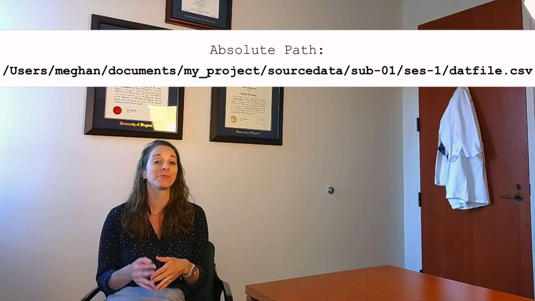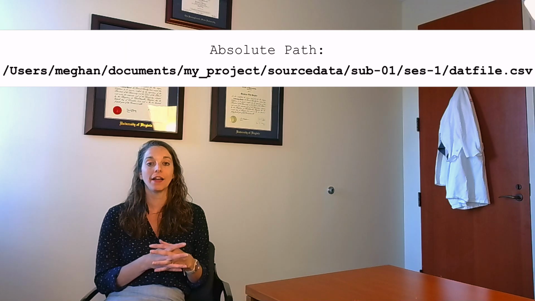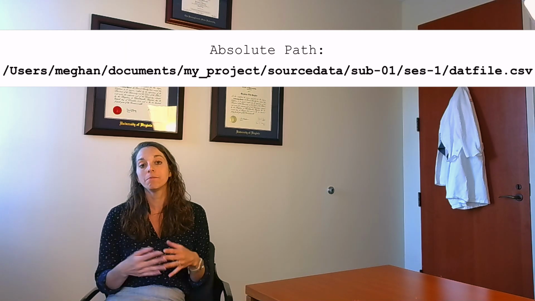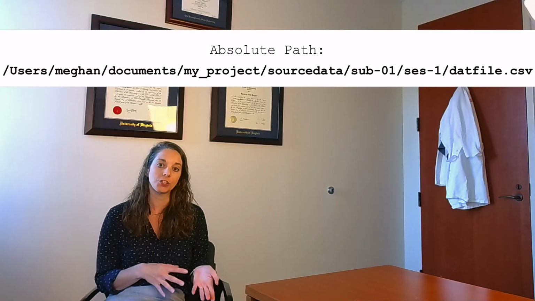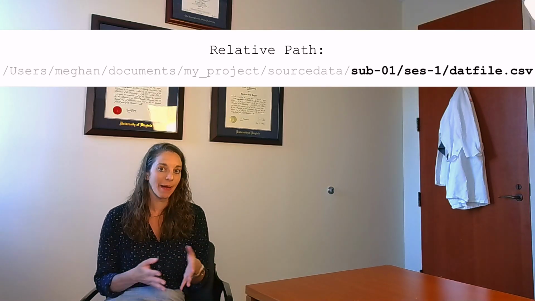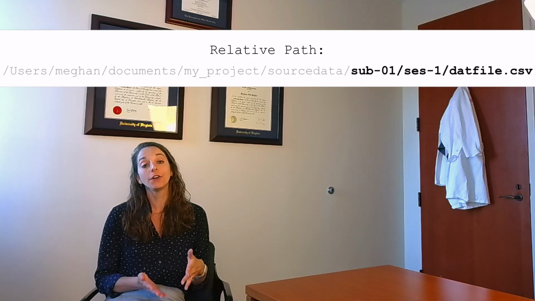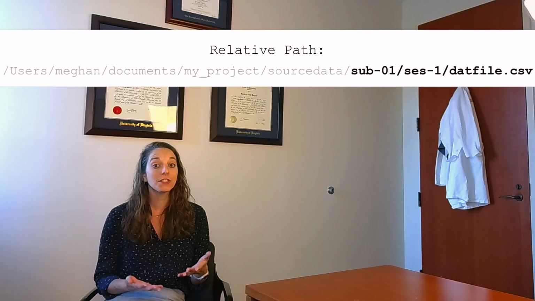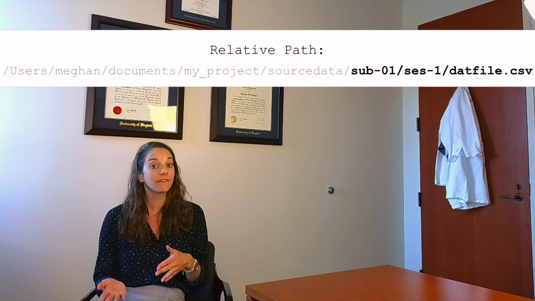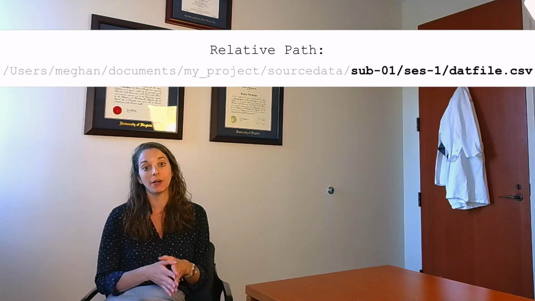Now, when we talk about the path or location of your file, we can refer to either the absolute path, which is the full address from the very top of your file system down to the file. So for example, users, Megan, my project, source data, subject 1, session 1, data file. Or the relative path, which is the address relative to where you currently are in the folder structure. So if I'm already in the source data folder, my relative path to the data file would be sub1, session 1, data file. Think of the absolute path like giving someone the full street address to your house versus just saying the living room, which would be the relative path if they're already inside your house.